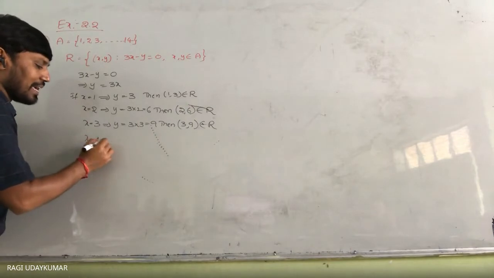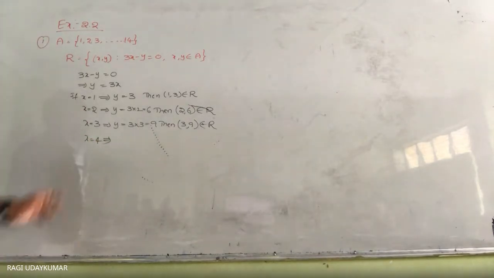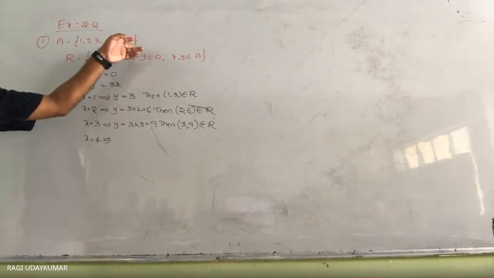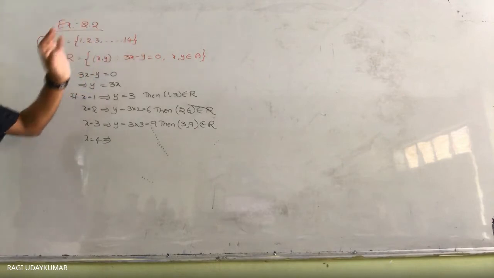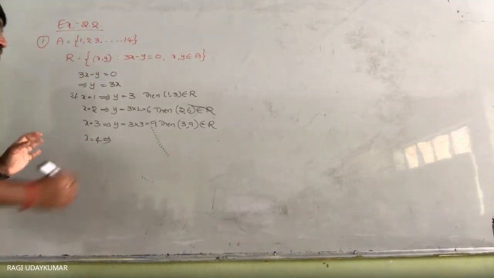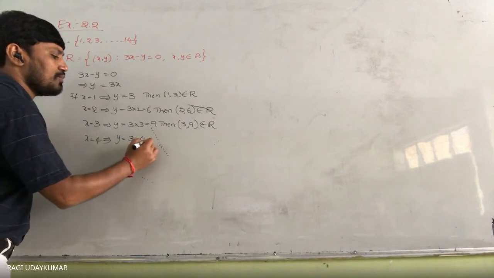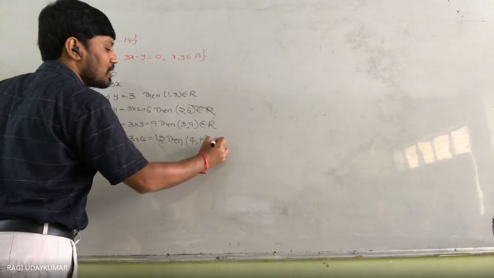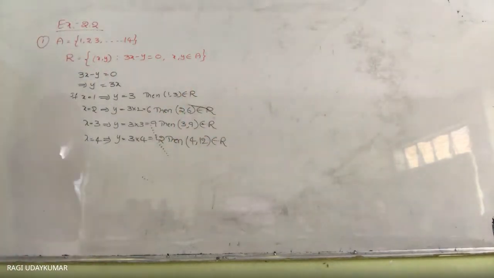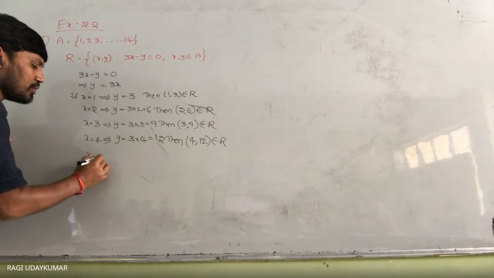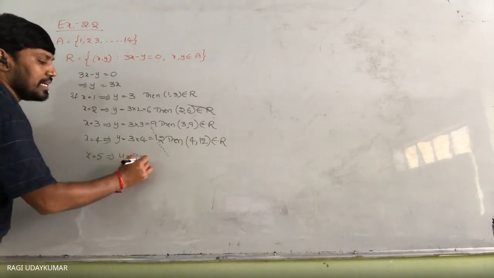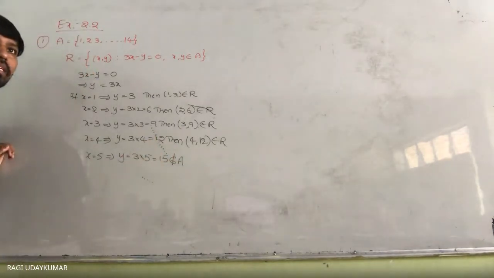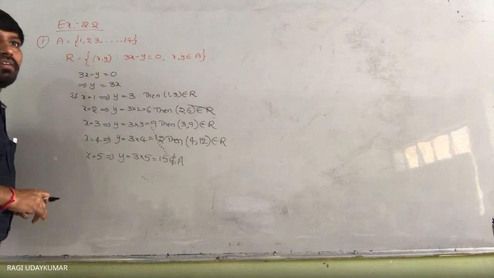Sir, how far do we go? This will be the last. If x equal to 5 is taken, y becomes 15. 15 is not present here, we have to check that too. So there are only 4 ordered pairs we are going to get. y is equal to 3 into 4, which is equal to 12. Then (4, 12) belongs to the relation. So x is equal to 5 implies y is equal to 3 into 5, which is equal to 15, which is not present in A. It does not belong. It is compulsory that it be in A.